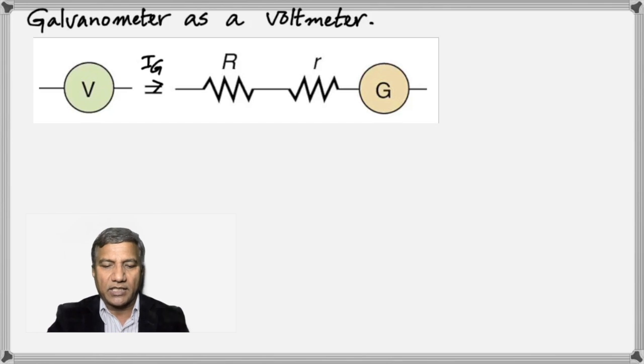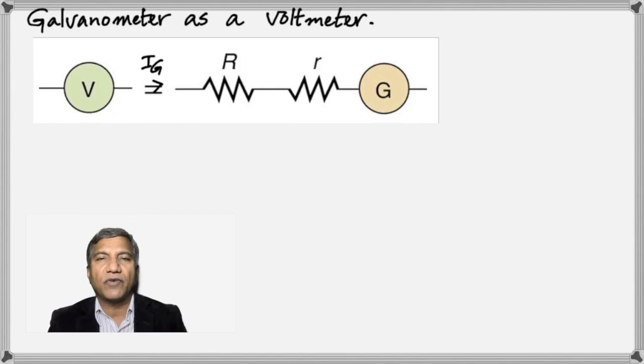As you can see in the diagram, this galvanometer has an internal resistance that's very small. If you want to use this as a voltmeter, you've got to connect a very high resistance in series with it. And we can find the value of that resistance to be connected. To find the value of the resistance to be connected, we should know that the current I sub G is what's flowing through this entire path.